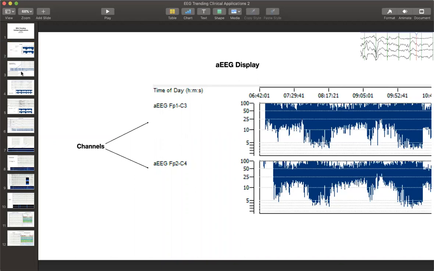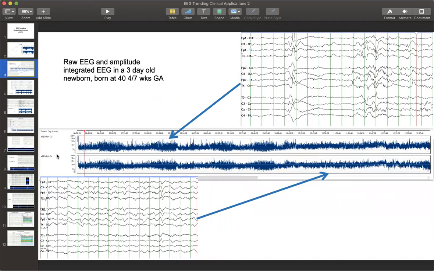Here I have a typical amplitude integrated EEG for a newborn who was 40 weeks and 4 days, and she's 3 days old. Everything we review in pediatric neurology depends on how old the patient is, and in neonates, the gestational age factors into what we call the post-conceptional age and tells us what we should expect as normal on the EEG.